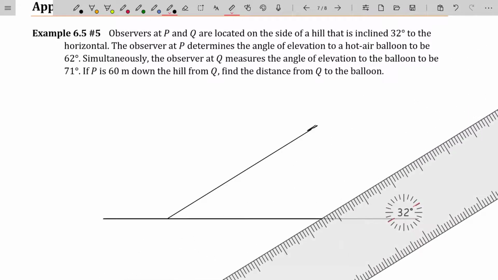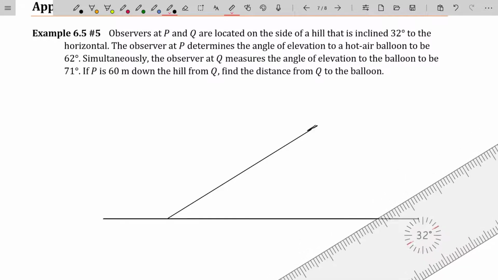And we have two observers, and let's see the distance. I'm reading through, sorry. P is 60 meters down the hill from Q. So P and Q are 60 meters apart. I'm just going to plot Q first. So Q is uphill from P. I'll use blue to plot Q. So I'll say Q is right there.